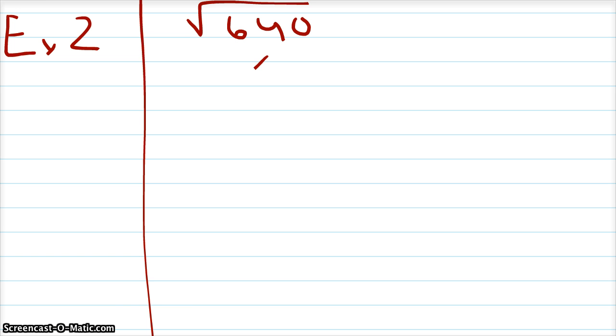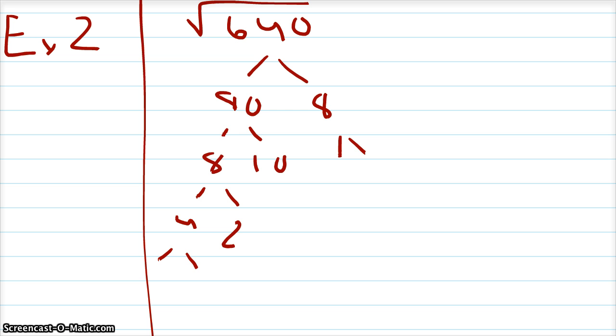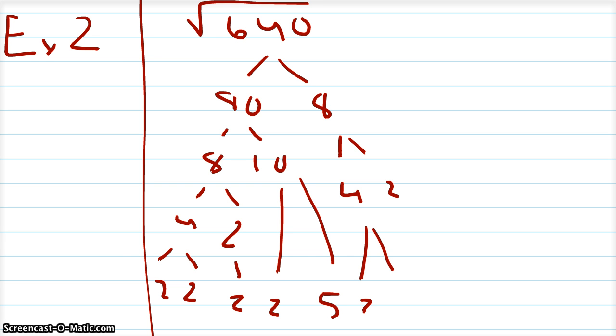Okay, we're going to do example 2. It's still on the same page, and this is page 8. Example 2, we're going to do the square root of 640. So I did 80 and 8. Then I have 8 and 10. 4 and 2. 2 and 2. I'm bringing this 2 down. I have 2 and 5. 4 and 2. 2 and 2. And I'm bringing this other 2 down.